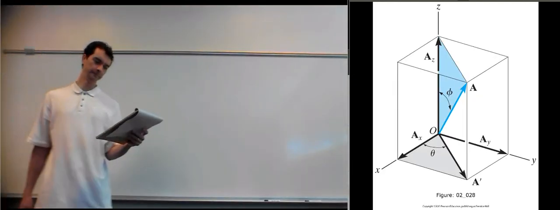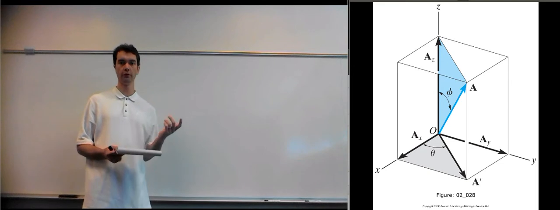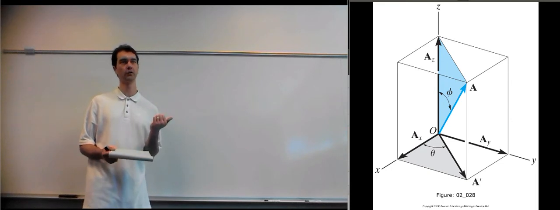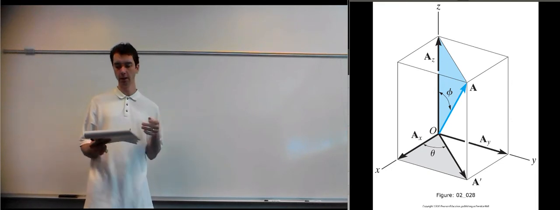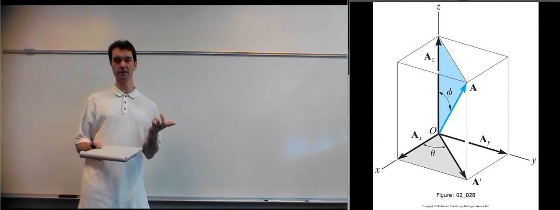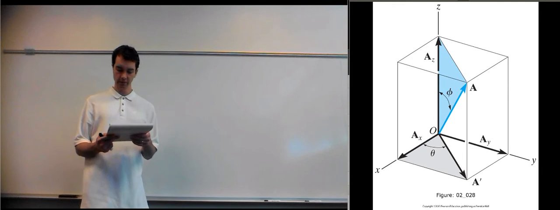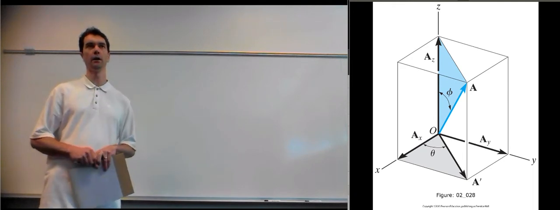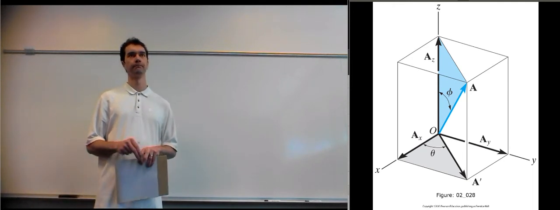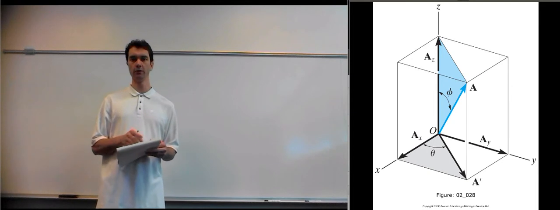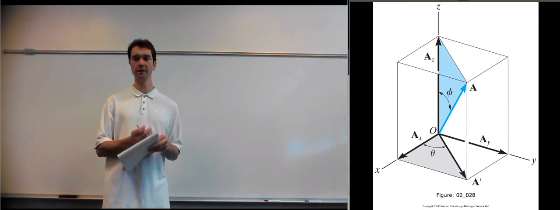Now we have covered the decomposition of a vector into rectangular components in 3D. We've looked at the Cartesian representation and the magnitude. So now we'll look at the direction of a vector in 3D. So we have a 3D vector.